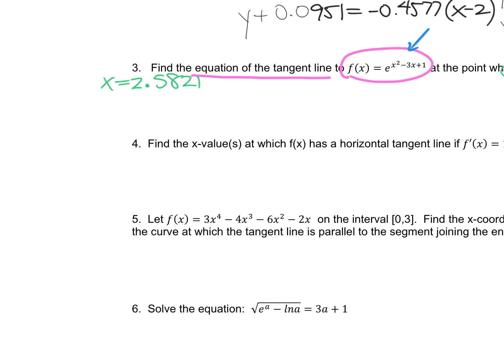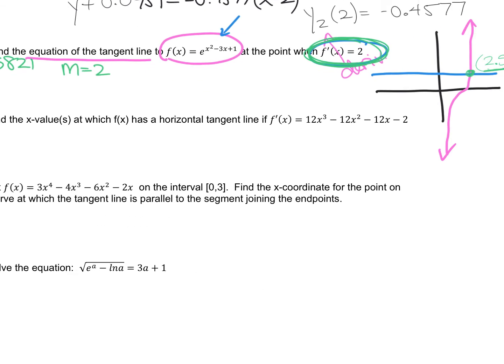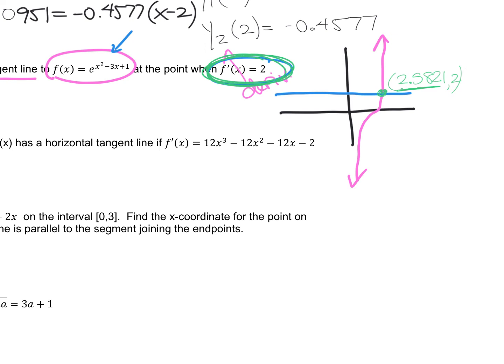So because it gave us a comma 2, that's why? Well, think about it. If the pink one is my derivative and I plug in 2.5821 to my derivative, what am I going to get back out? 2. That's my slope. Plug in the x to your derivative, you get the slope. Also, the original says f prime of x is equal to 2. F prime of x is slope. So x and the slope value in this are the same thing? No. X is that decimal. Slope is the 2.